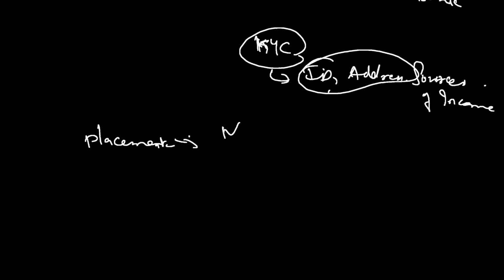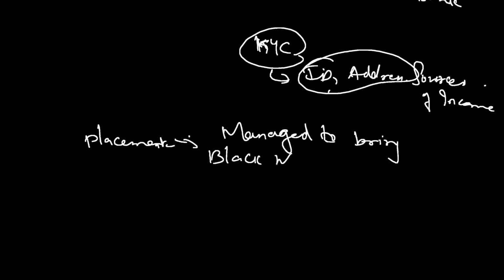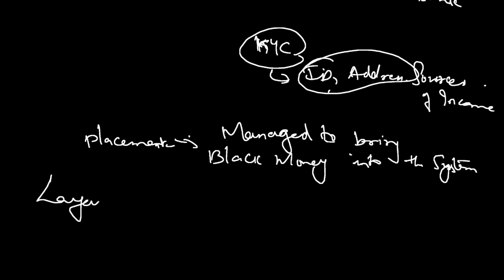That means he managed to bring black money into the system, into the legal system. Okay. Now what is layering? Layering means once you bring black money into the system, the story doesn't end there. The money launderer wants to play still safer. So he will enter into multiple activities to hide the origin of money.